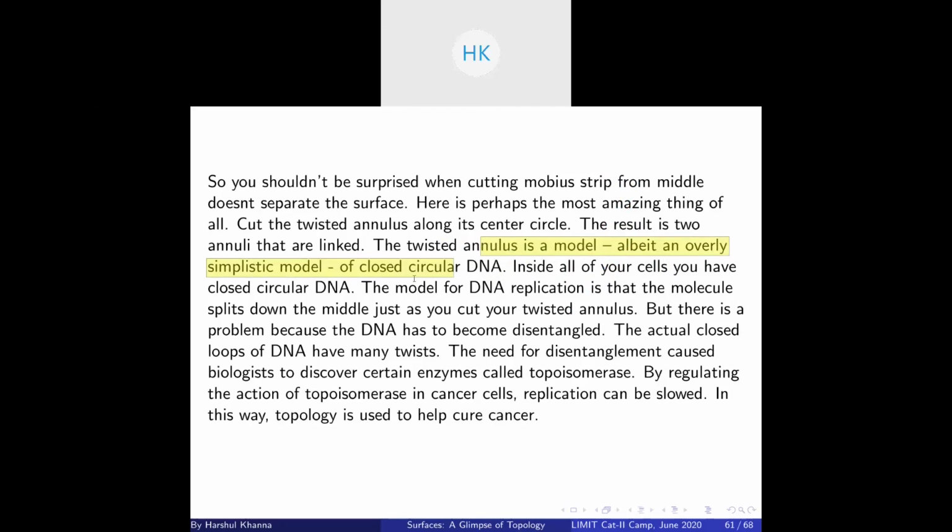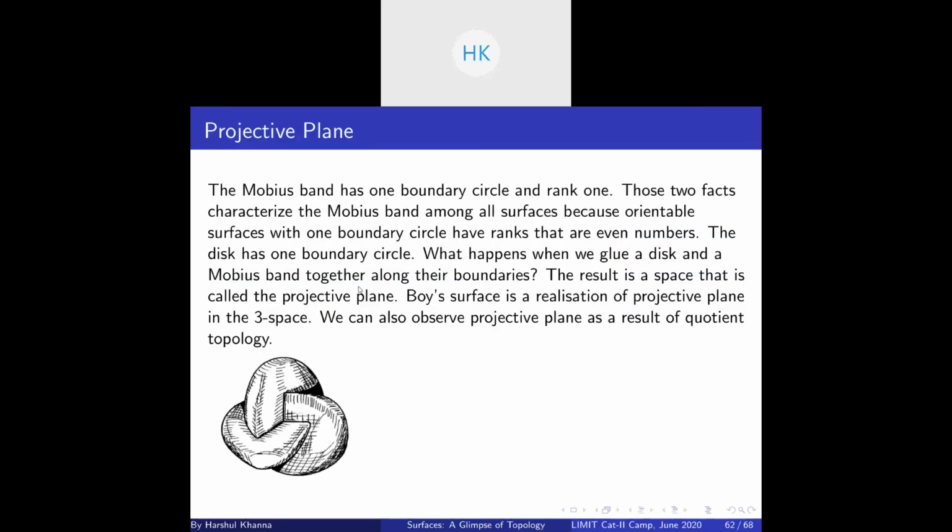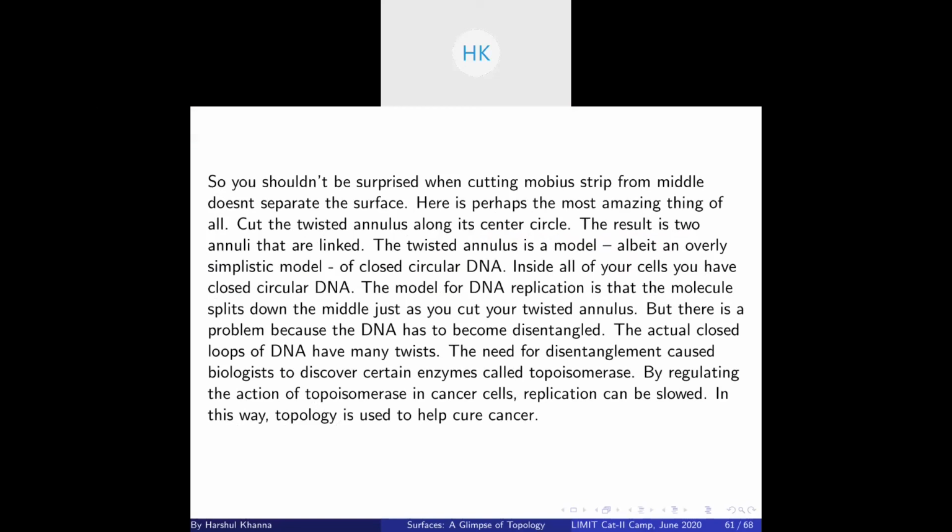Inside all your cells, you have a closed circular DNA. Whenever DNA replication occurs, it gets cut along its length from the middle and separates into two. So you get two DNA structures which are linked together, right? But there is a problem because the DNA has to become disentangled. You have those two linked, and you have to remove that link between the DNA.